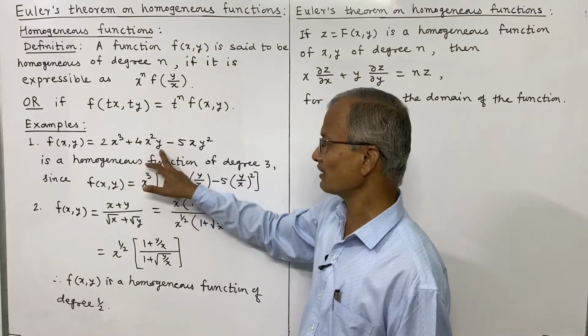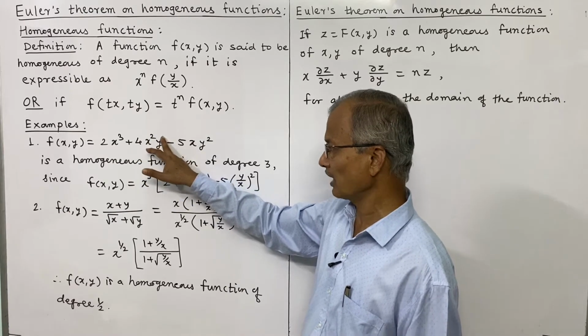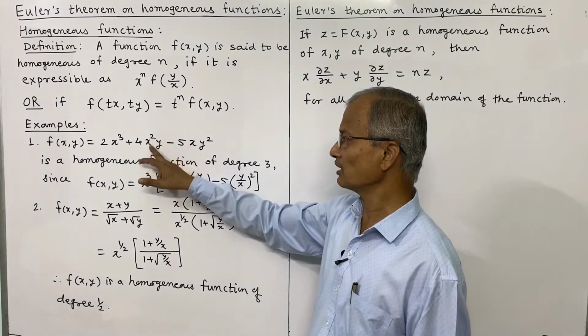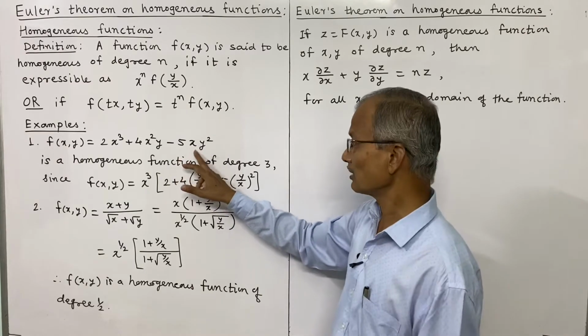In this x square y term, the degree of x is 2 and the degree of y is 1, and since this is a product, the degrees add, so this is a third degree term. Similarly, this is also a third degree term.